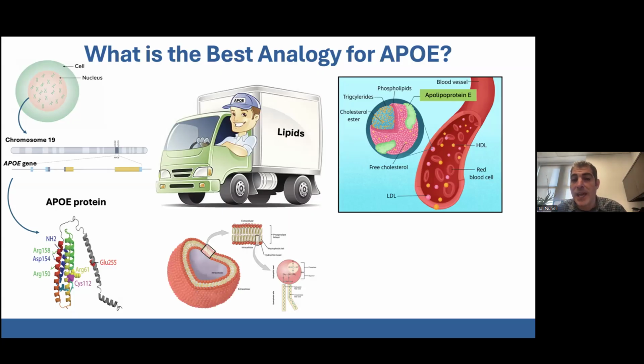It's like a truck driver bringing around wood and concrete that's needed for the walls of our house, the rooms of our house. That's what these phospholipids are needed for, and ApoE is the protein part of that, bringing it around and loading it into the cells.